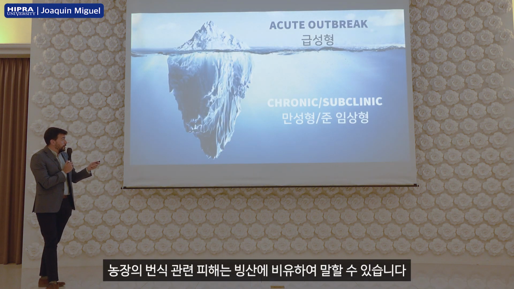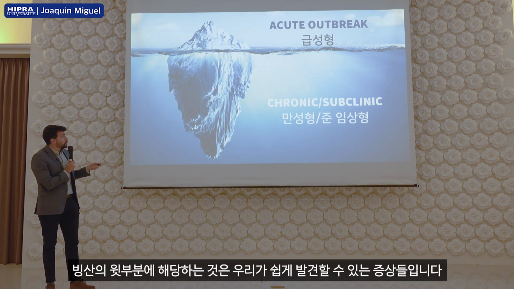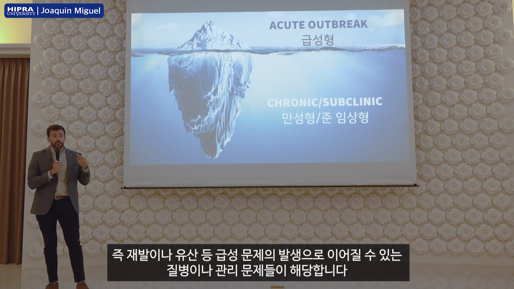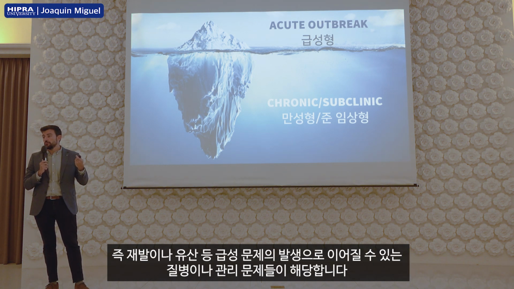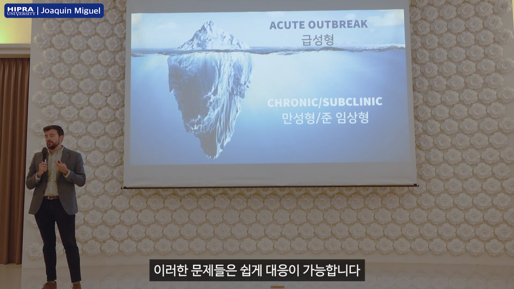I like to compare the reproductive losses in our farms with an iceberg. On the tip of the iceberg, we have those problems that we can perceive easily. Those are diseases or management problems that are going to cause acute outbreaks, return to estrus, abortions, these types of things that we can be aware of easily.